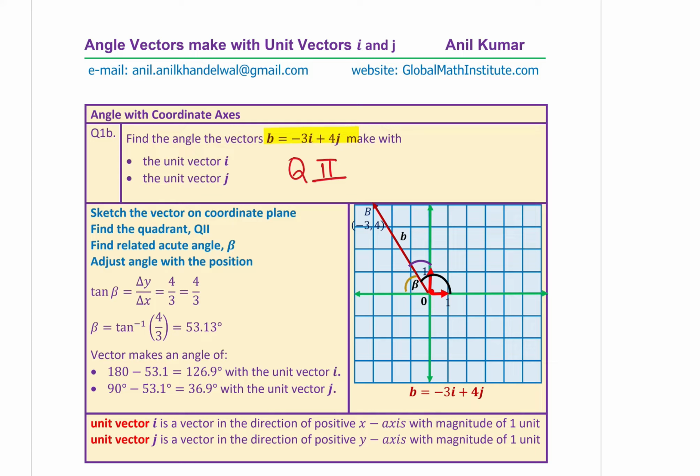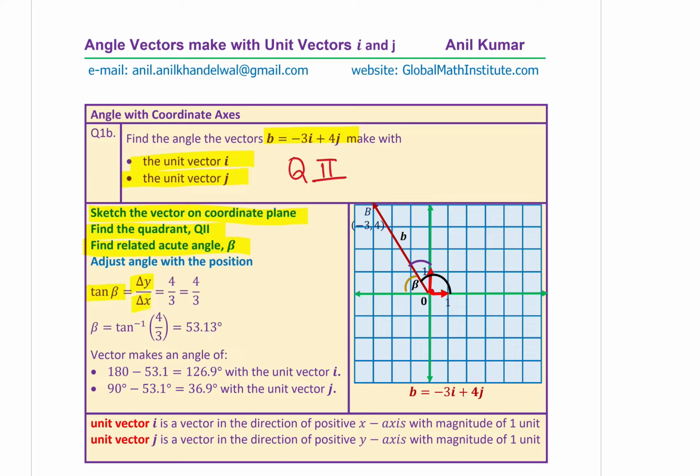Right. So after you sketch the vector and figure out that it is in quadrant 2, you need to understand that the first step should be to find the related acute angle beta. And once you find that, then you adjust it to get your answer: the two values which the vector makes with the unit vector i and with the unit vector j. Is that correct? Perfect.